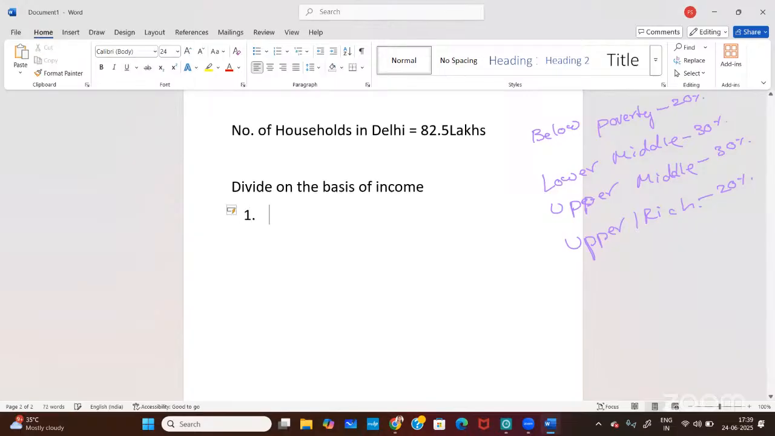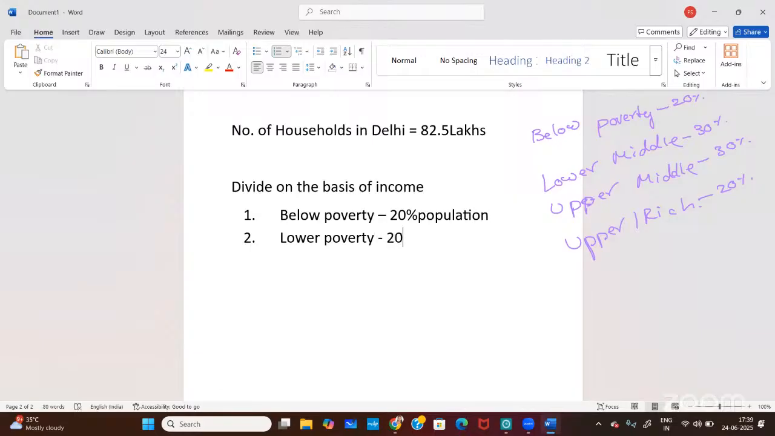As I said, we have below poverty, which is 20% of the population, and then we have lower middle, which is 30% of the population. And then we have the middle.